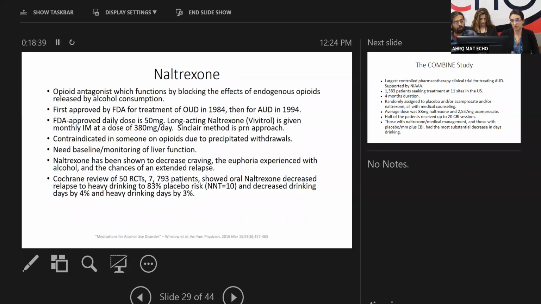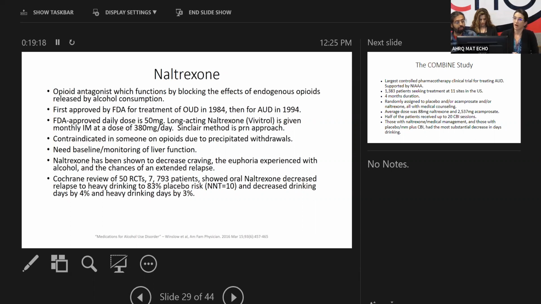So naltrexone is our opioid antagonist, which is also FDA approved for opioid use disorder, first in 1984, and then for alcohol use disorder a decade later. It is thought to help by blocking the effects of endogenous opioids that are released from alcohol consumption, so kind of blunting that reward. Its FDA-approved daily dose is 50 milligrams. The long-acting naltrexone, otherwise known as Vivitrol, is a monthly dose. There is a method called the Sinclair method where some patients will take it about just an hour before they anticipate being in a high-risk situation.